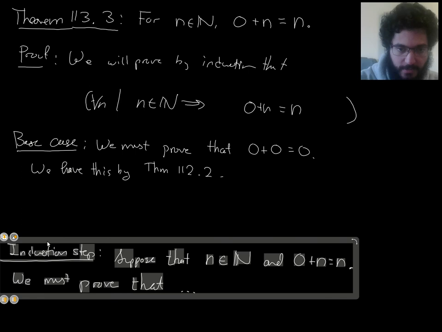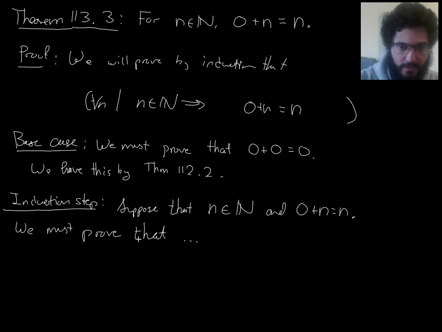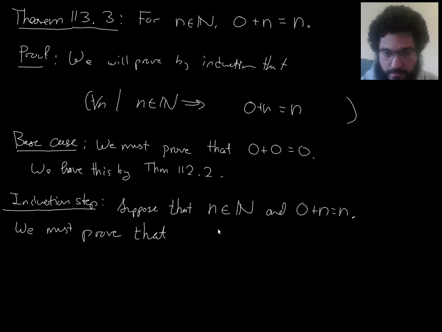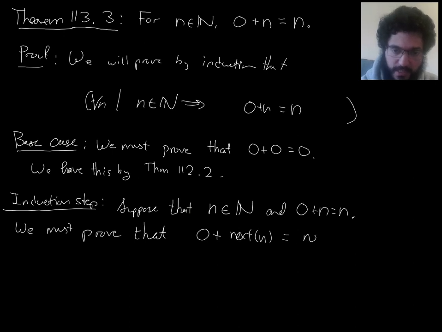Looks like I didn't need so much room. For the induction step, suppose n is a natural number, and suppose here we have our induction hypothesis. Assume that we have the induction hypothesis holding, so meaning that this actually holds for a specific n. Then we must prove, so if you use the original notation in the way we stated mathematical induction, we must prove that 0 plus next n equals next n.